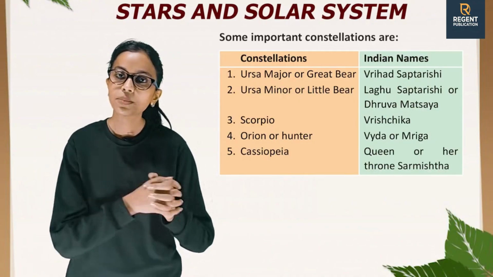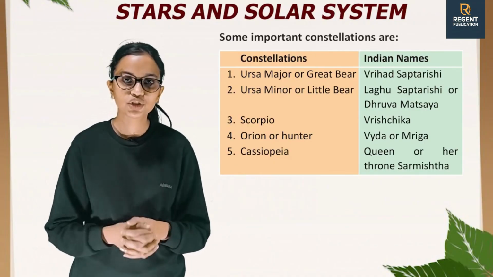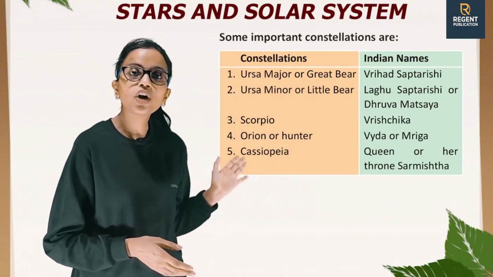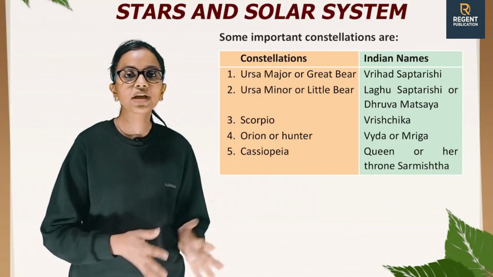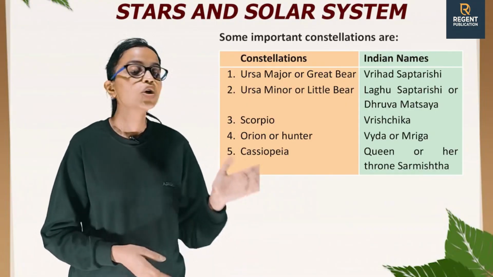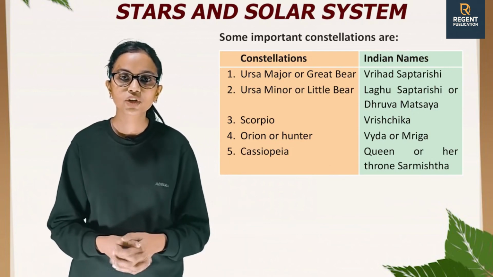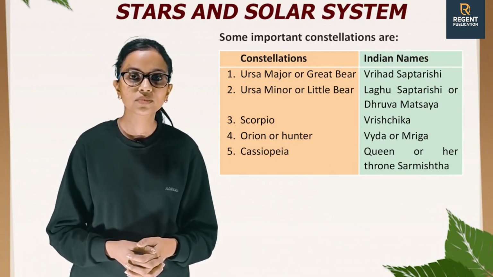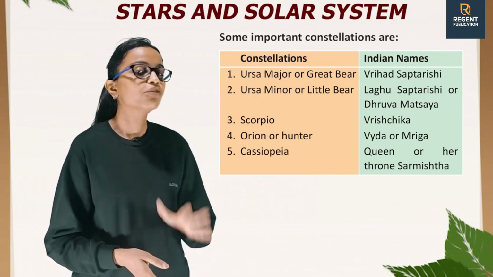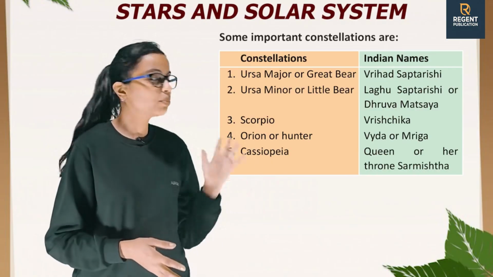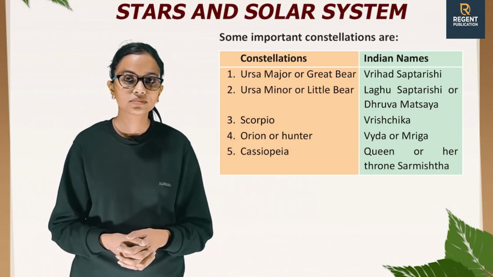First one is Ursa Major or Great Bear, Vrihat Saptarishi. Ursa Minor or Little Bear, Laghu Saptarishi or Dhruva Matsaya. Scorpio, Vrishika. Fourth one, Orion or Hunter, Vaida or Mega. Fifth, Cassiopeia, Queen on her throne, Sarmishtha.